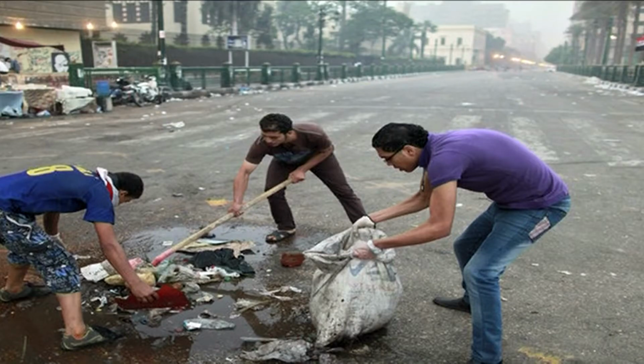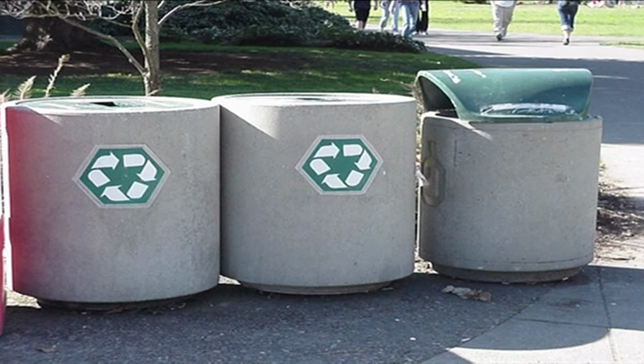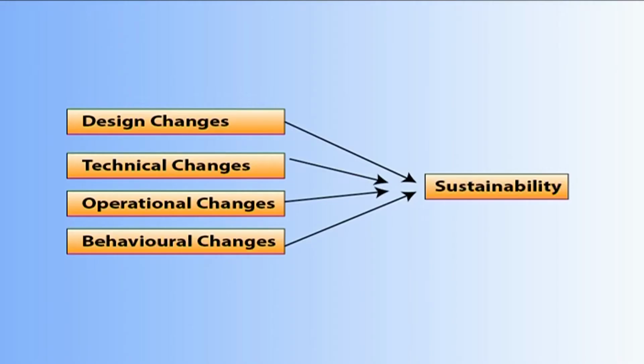In other words, people can prevent pollution by changing how they do things and by changing the materials they use. By making these changes, you can eliminate or minimize the amount of waste you produce, which reduces or eliminates the chance that you will harm the environment. Pollution prevention involves continual improvement through design, technical, operational, and behavioral changes.